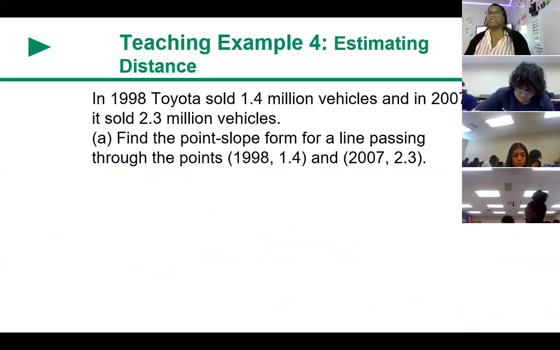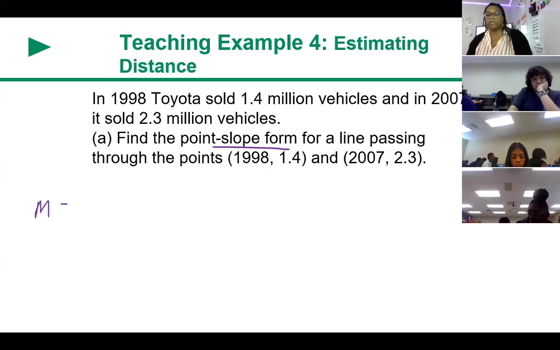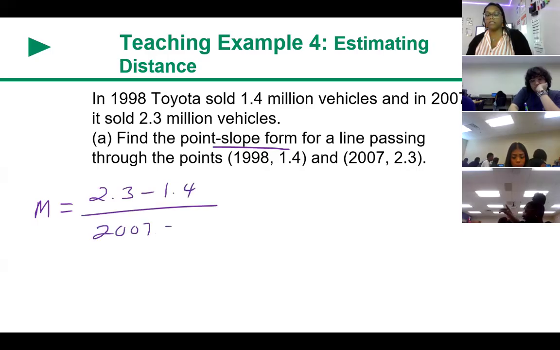When it's asking you to find the point slope form, it just wants you to write it in point slope form, which means that I can choose any point, but I also need to make sure that I find the slope first, because the key thing here is the slope. Okay, so you can choose either one of the points, but you have to find the slope first. So finding your slope, m equals 2.3 minus 1.4 over 2007 minus 1998.